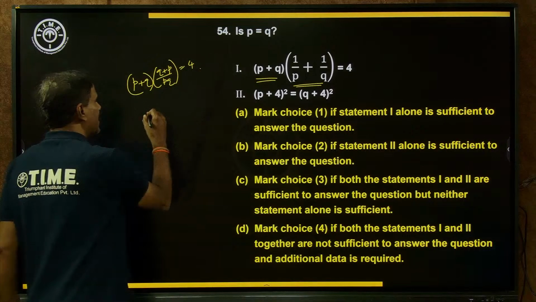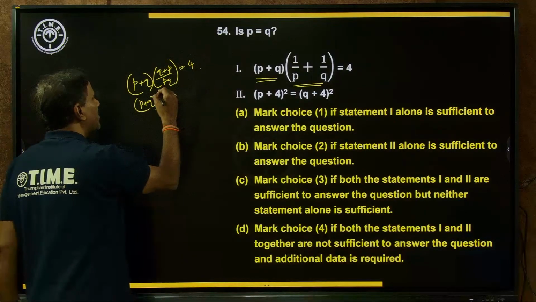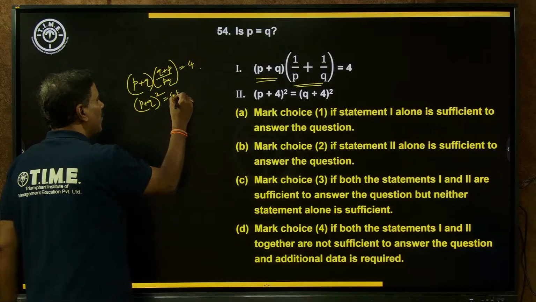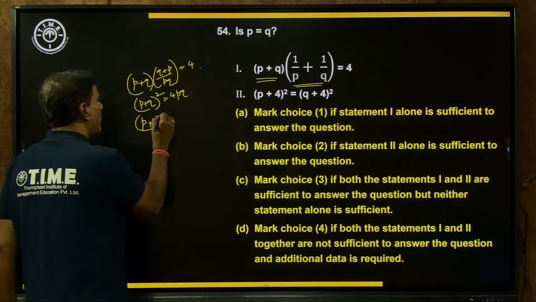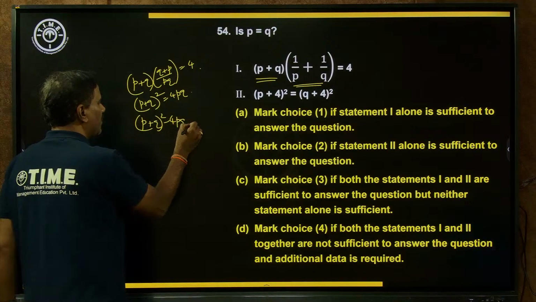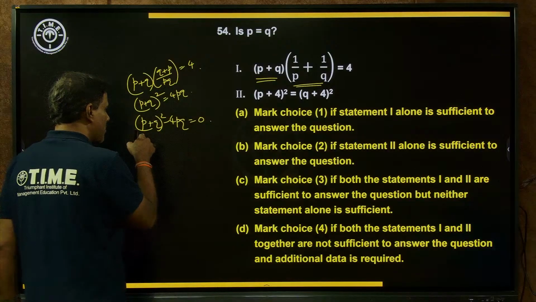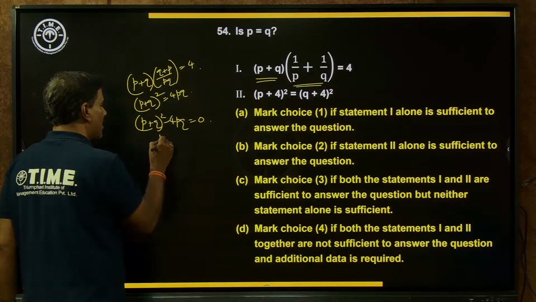Transferring this PQ to that side, the numerator will become P plus Q into Q plus P, which is nothing but P plus Q into P plus Q. One more time we can write, P plus Q whole square is equal to 4PQ. And from school days, we can say P plus Q whole square minus 4PQ is equal to 0. But what is this value? P square plus Q square plus 2PQ minus 4PQ will be minus 2PQ, which is nothing but P minus Q whole square is equal to 0.